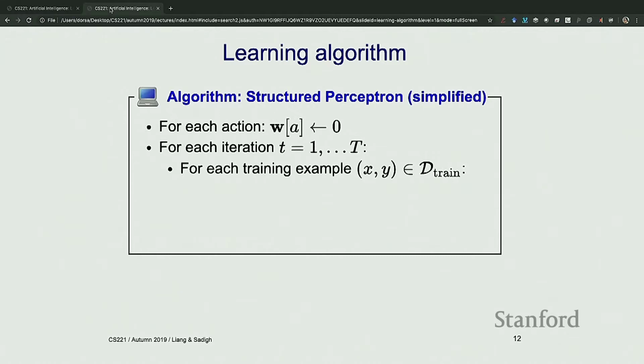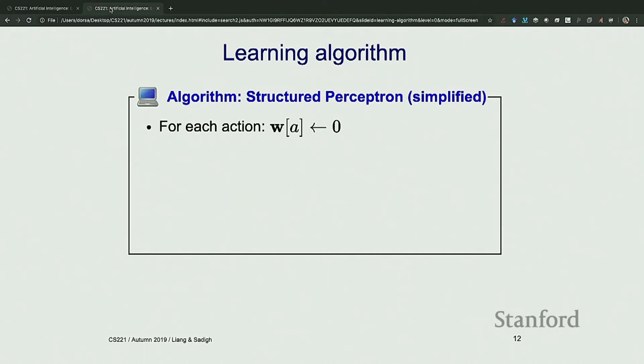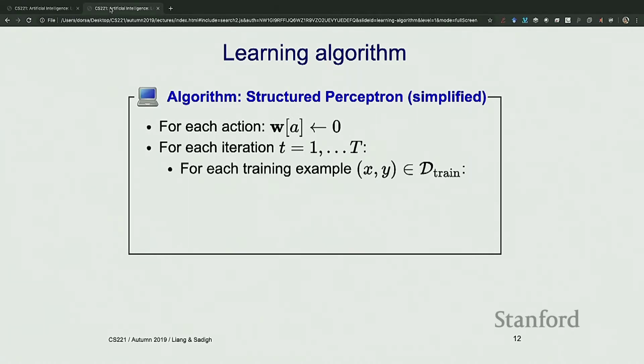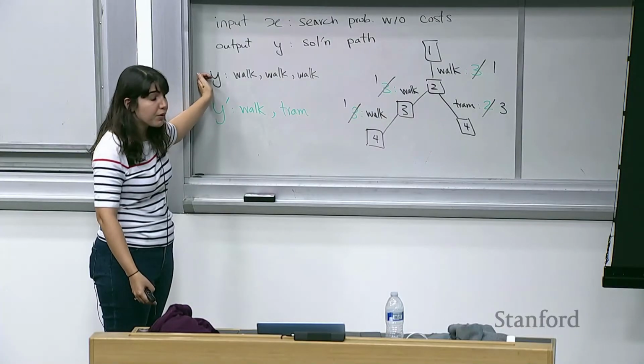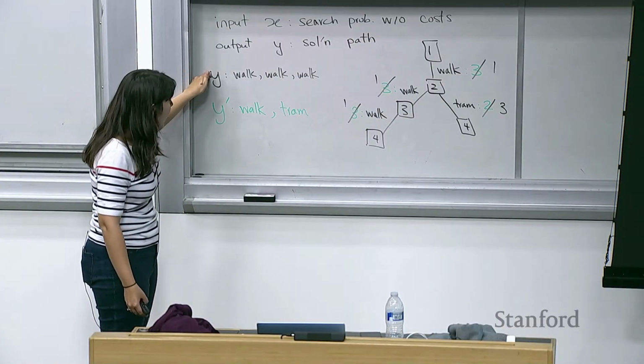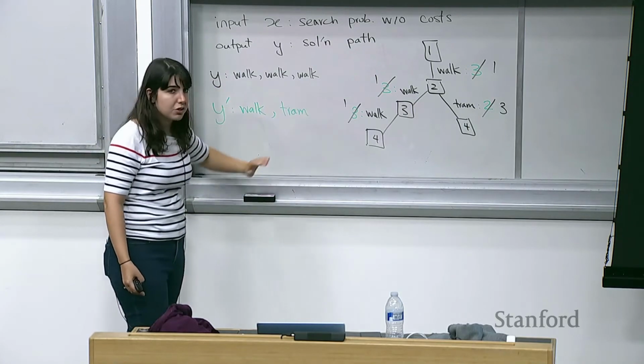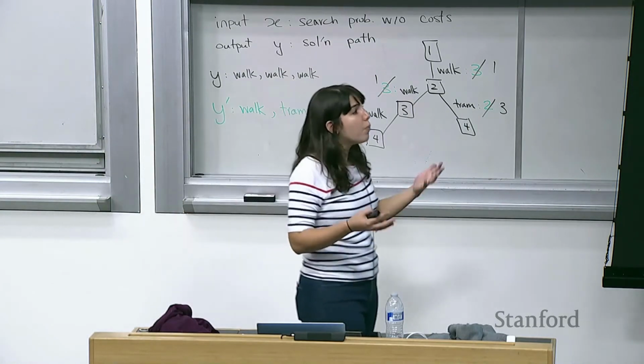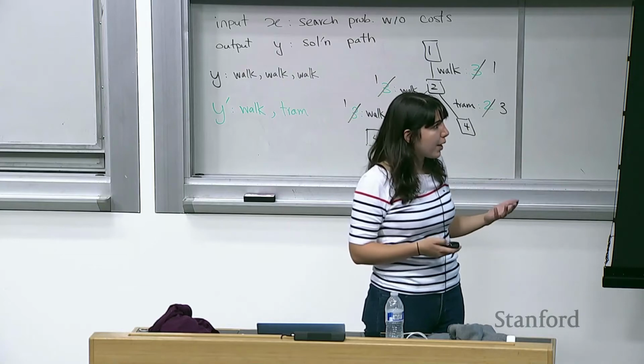Okay, let me actually go over the pseudocode. So we start by initializing w to be equal to 0. And then after that, we're going to iterate for some amount of t. And then we have a training set of examples. It might not be just one. Here, I just showed this one example, like the only training example I had was that walk, walk, walk is a good thing. But you can imagine having multiple training examples for your search problem.